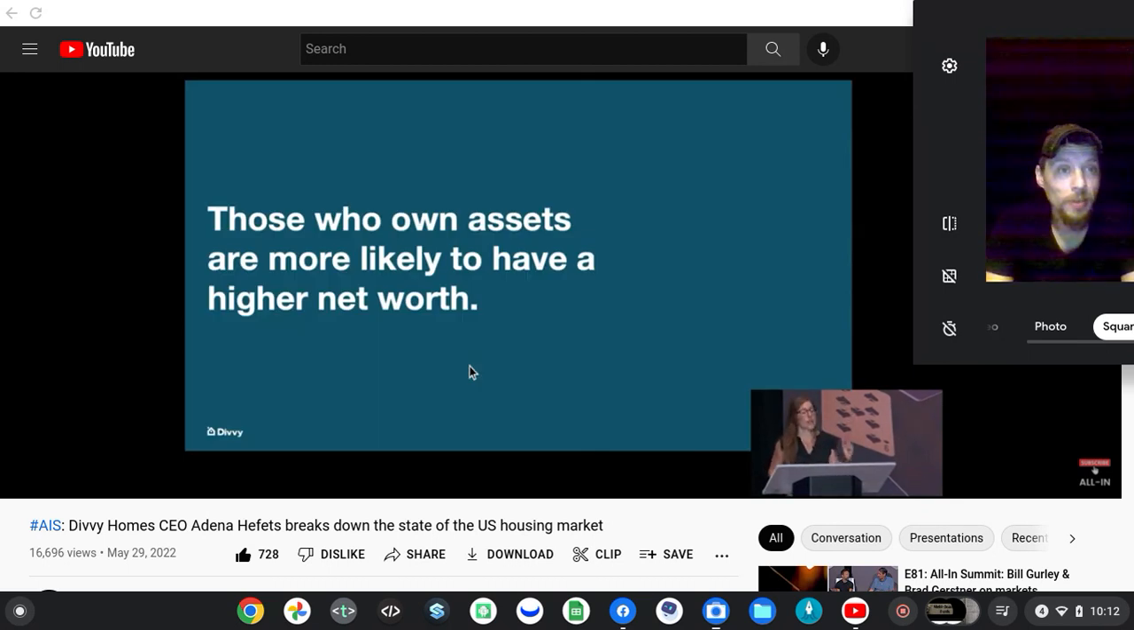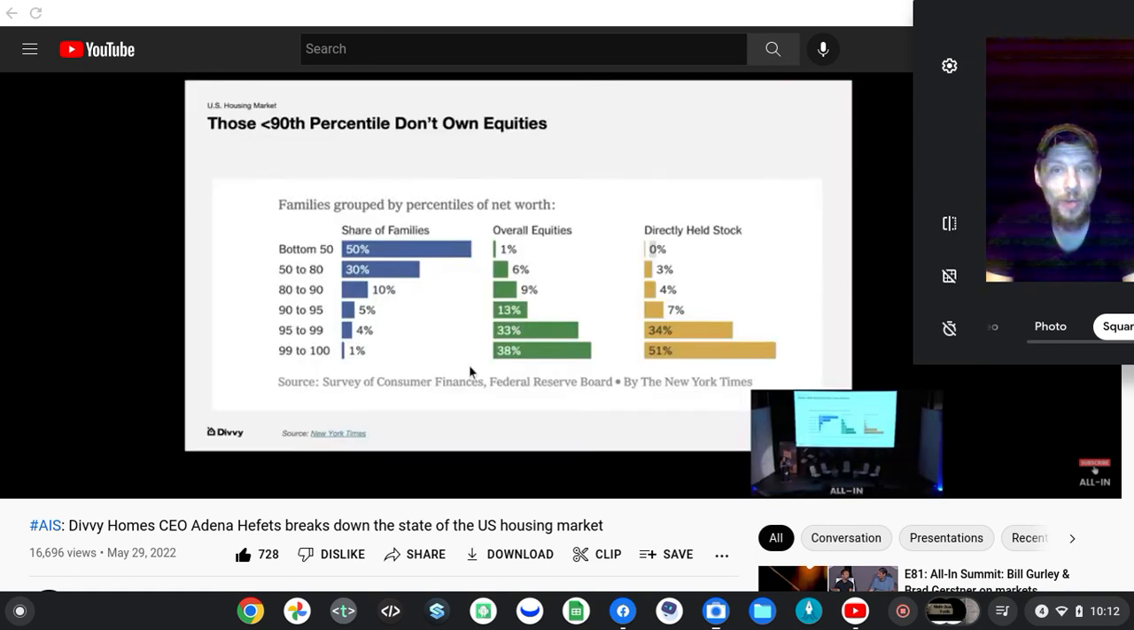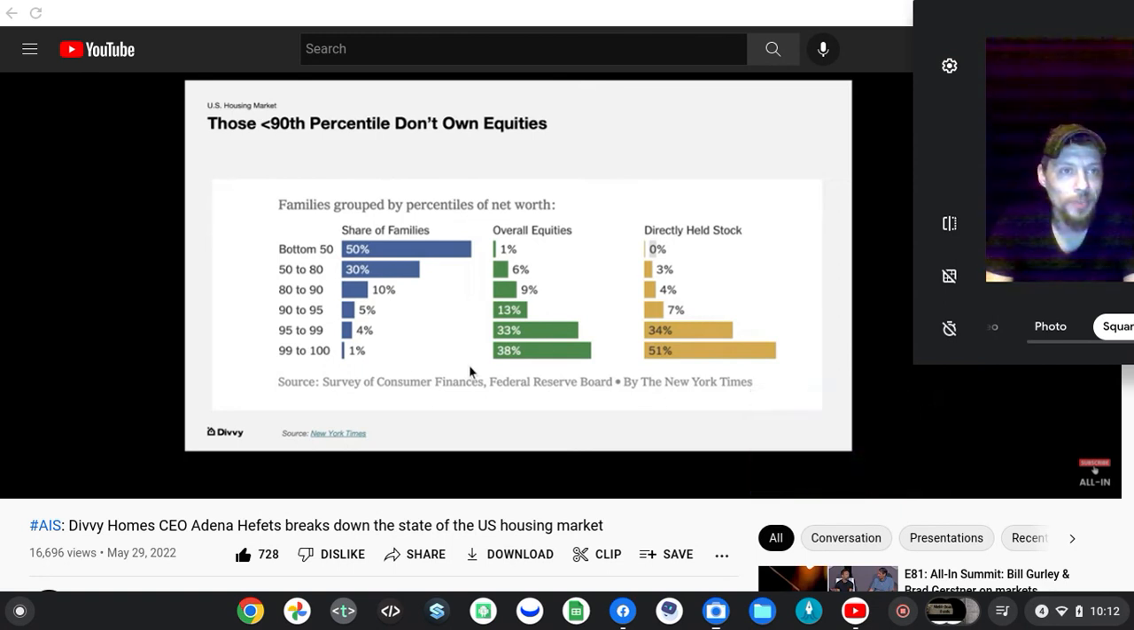And so the takeaway has to be those who own assets are more likely to have a higher net worth. And so this is a chart that I stole from the New York Times, so credit goes to them. But if you look on the left-hand side, the blue bars, all of the bars kind of sum up to 100% going across.